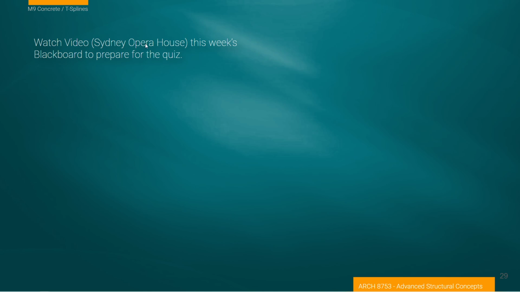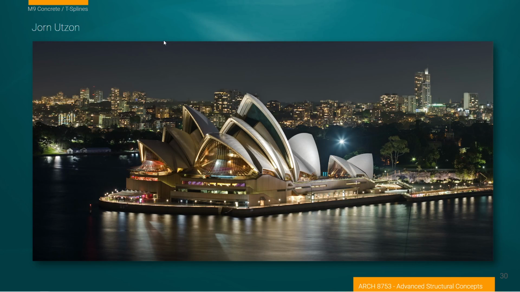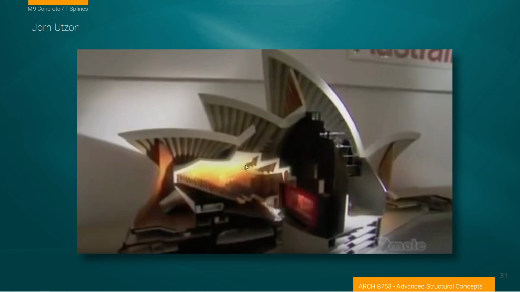There is on Blackboard a link to the construction of the Sydney Opera House, which is where we're going to go next. Another thin shell, well, this is actually not a thin shell. It appears as a thin shell concrete structure. And obviously that's a great compare and contrast because as you'll see as we get into it, these shells are very thick and massive.